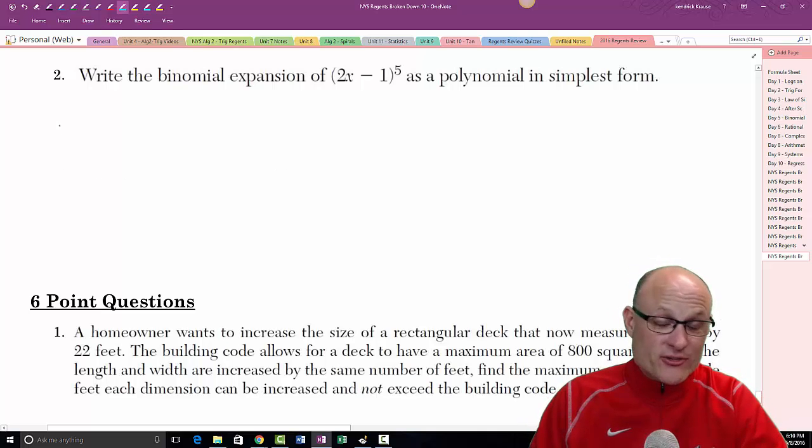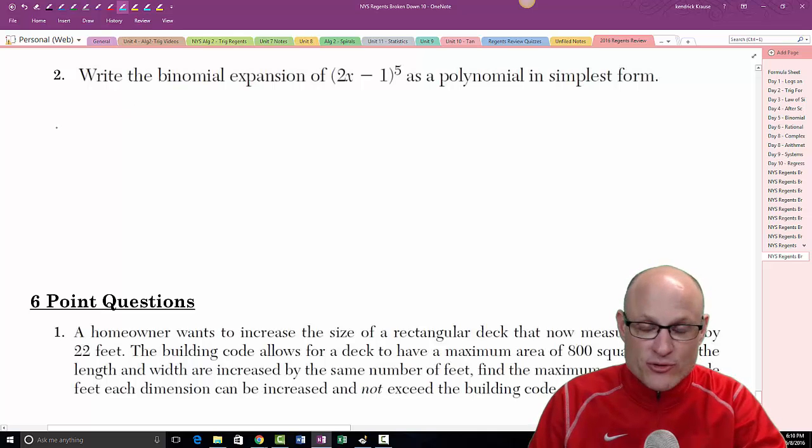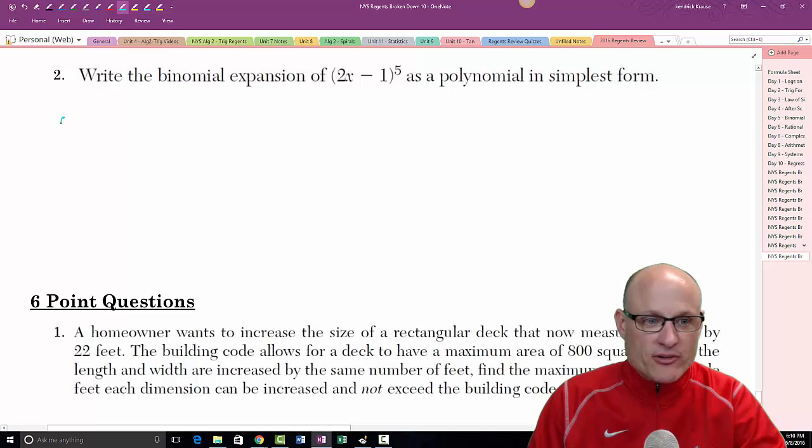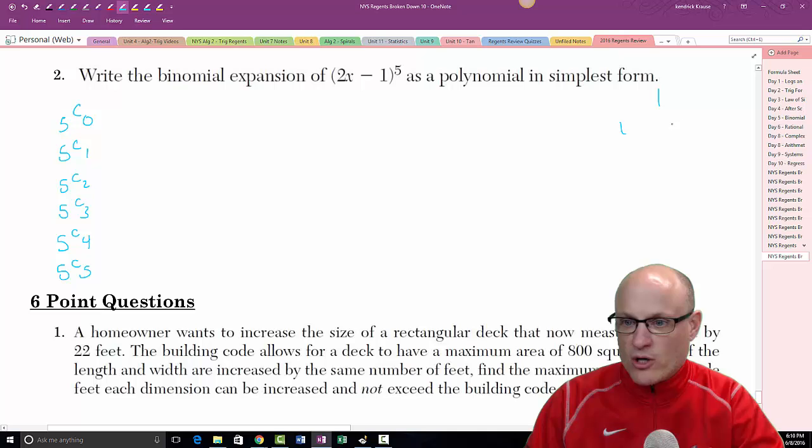And I don't know how your teacher taught you. They might have taught you using Pascal's triangle. I can't stand that method. But if you do that, you might want to go get help from your teacher on that. I use combinations. It's 5 choose 0, 5 choose 1, 5 choose 2, 5 choose 3, 5 choose 4, and 5 choose 5. Again, you could use Pascal's triangle.